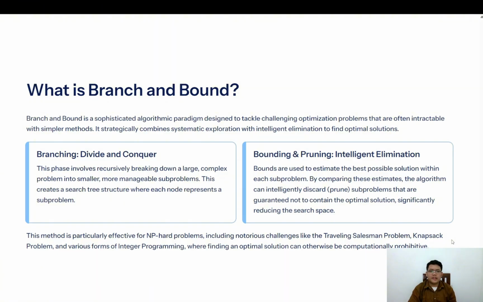Bounding and pruning, intelligent elimination. Bounds are used to estimate the best possible solution within each subproblem. By comparing these estimates, the algorithm can intelligently discard subproblems that are guaranteed not to contain the optimal solution, significantly reducing the search space. This method is particularly effective for NP-hard problems, including notorious challenges like the traveling salesman problem, knapsack problem, and various forms of integer programming, where finding an optimal solution can otherwise be computationally prohibitive.